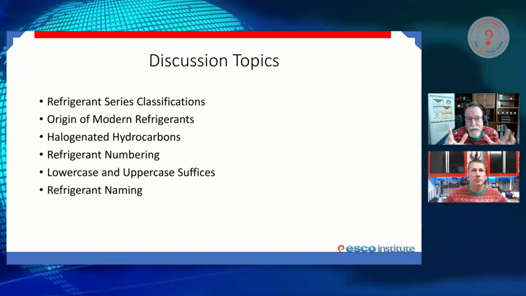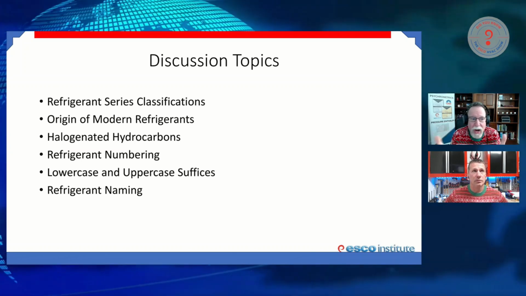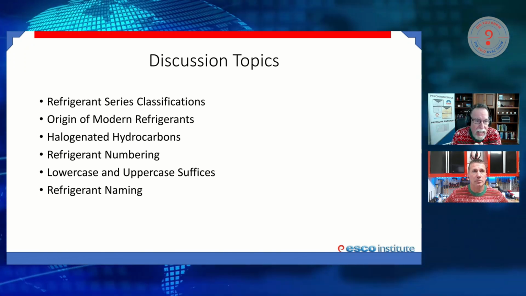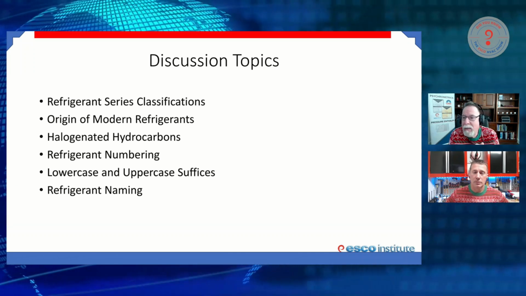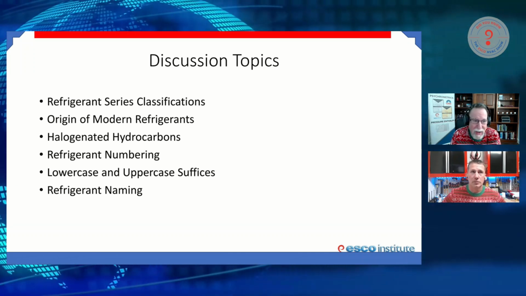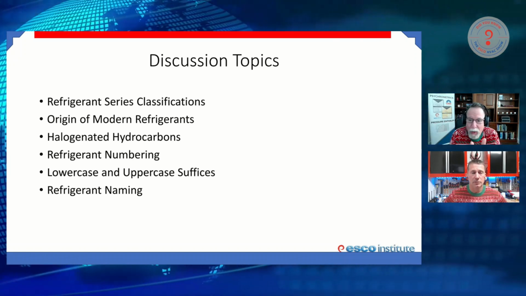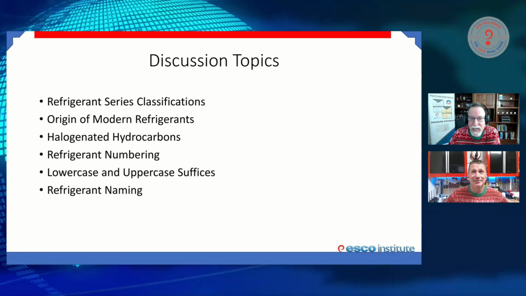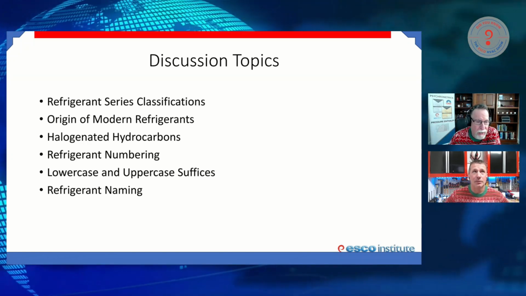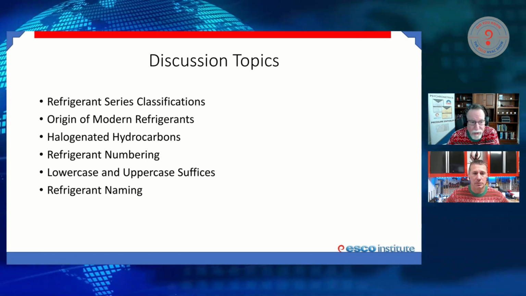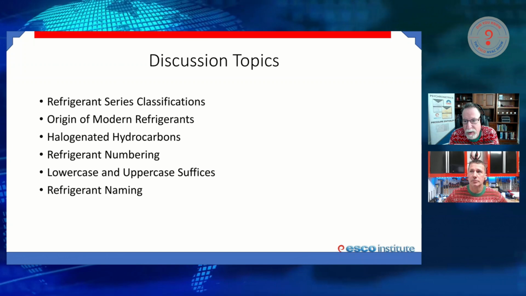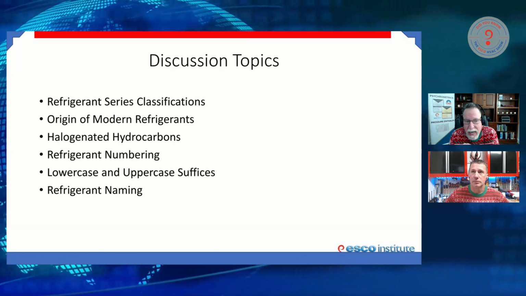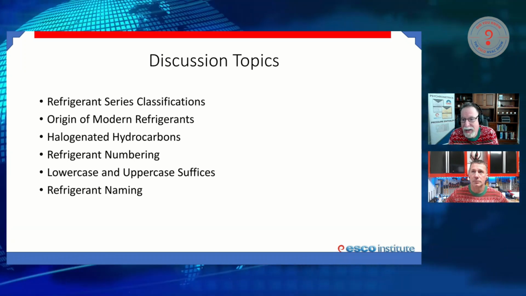So I have a few things I want to talk to you about today, and one is the refrigerant series classifications, and basically where all modern refrigerants came from, and talk a little bit about how we remove the flammability of refrigerants, and talk about how refrigerants are numbered, what the lowercase letters after the refrigerants mean, what the uppercase letters mean after the refrigerants, and finally, how can we determine the name of the refrigerant? And not only can we determine the name of the refrigerant, but we could take a refrigerant's number, determine what it looks like, and actually tell what kind of refrigerant it is.